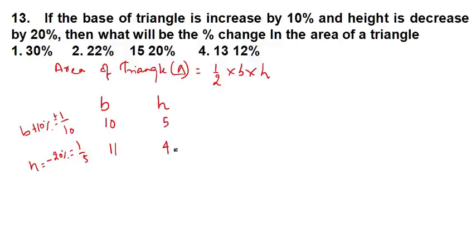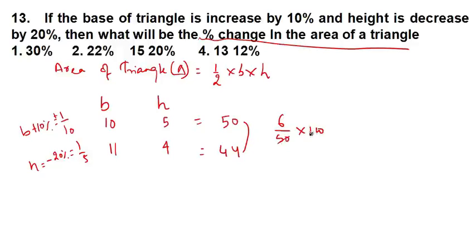So just multiply. We know that area of triangle will be base into height, so it is 50 and this will be 44. Okay, so it is asking what will be the percentage change in area of triangle. Obviously it is getting decreased by 6 on what number? On 50 into 100. So 6 by 50 equals 12%. So there is a decrease of 12%.